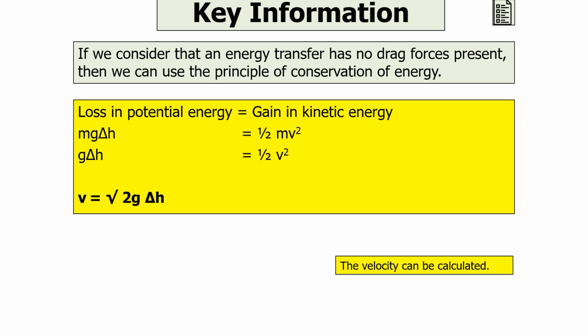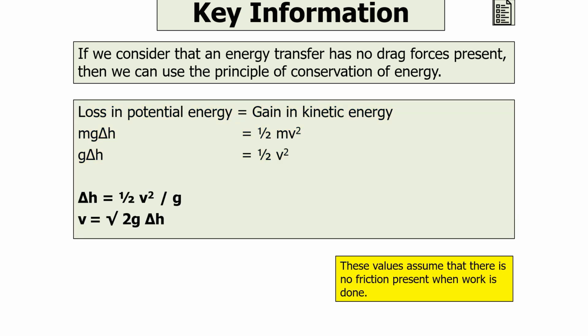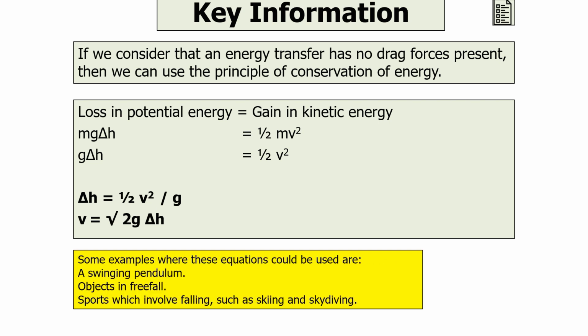Alternatively, the velocity of the object can be calculated. So v is equal to the square root of 2g delta h. Now these values produced for delta h and v assume that there is no friction present when work is done. Some examples where these equations could be used include a swinging pendulum, objects in freefall, and sport which involves falling, such as skiing and skydiving.